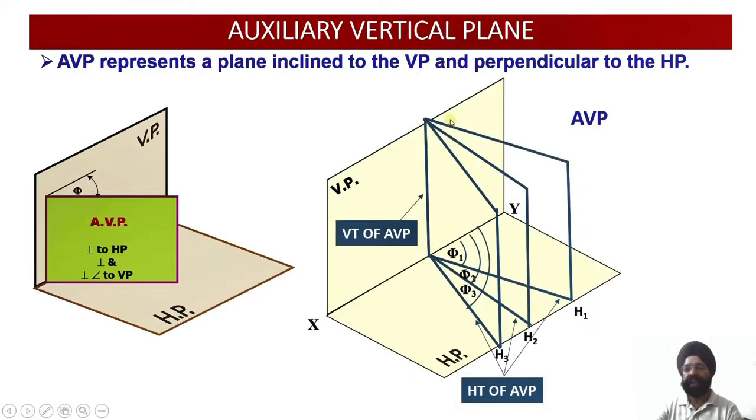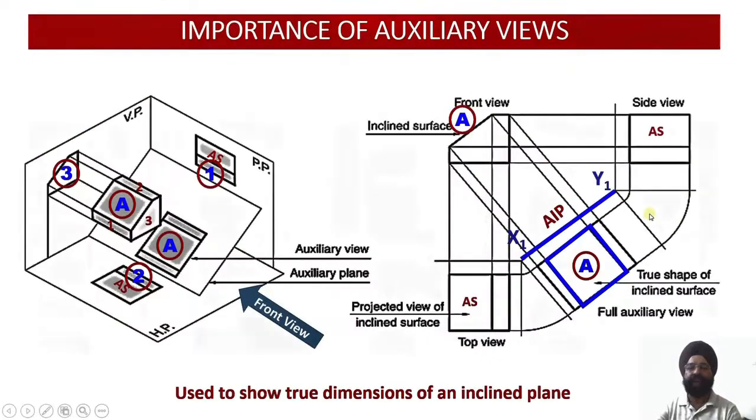Now here you see the angles of orientation of this vertical plane. The angle of AVP with respect to the vertical plane can vary, so angle phi can vary. You can have AVP in this orientation, or you can have AVP in this orientation as well. Here the vertical trace will remain the same, whereas the horizontal traces are going to vary depending upon this orientation, because the angles phi 1, phi 2 and phi 3 change depending upon their measure.